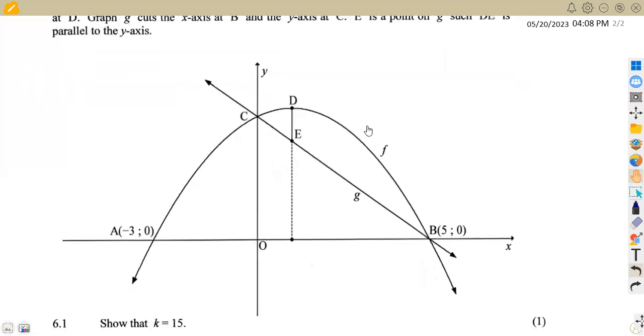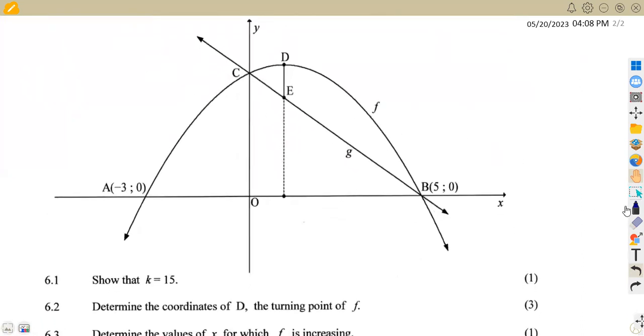E is a point on g such that DE is parallel to the y-axis. So take note here, we are given that DE is parallel to the y-axis. This is very, very important to note: the x values throughout this line are the same. So that is the condition for a parallel line. You shall see that one later on.